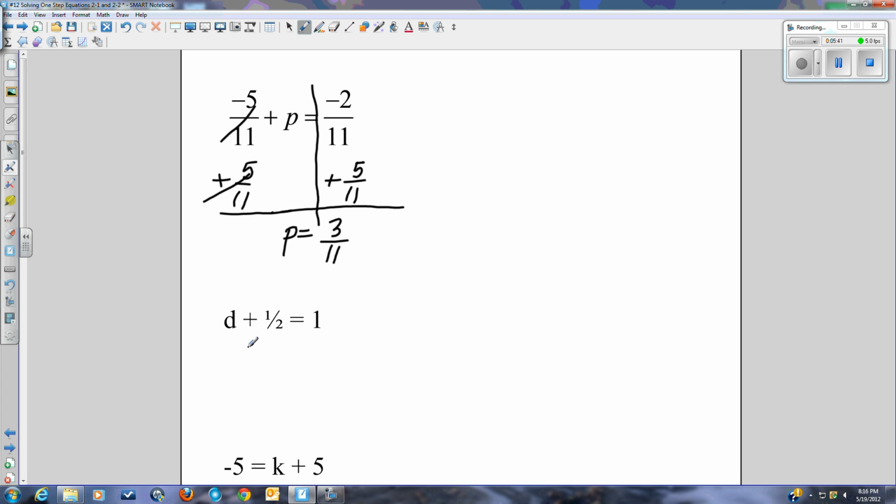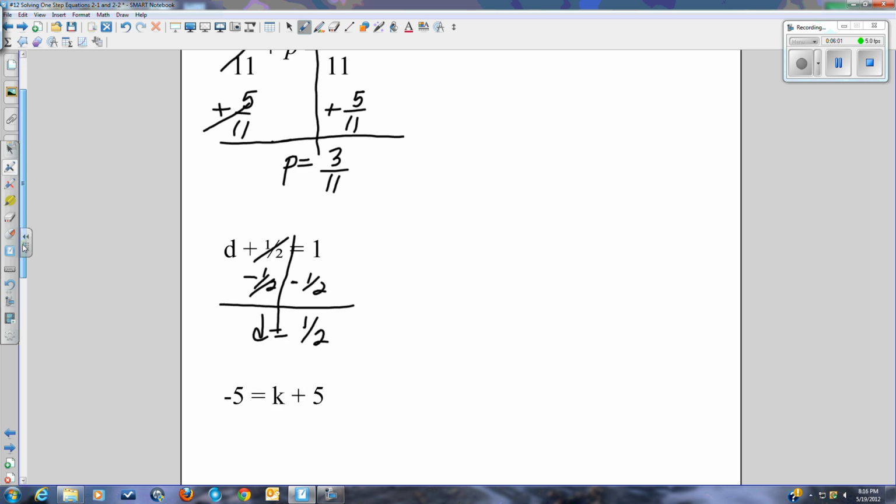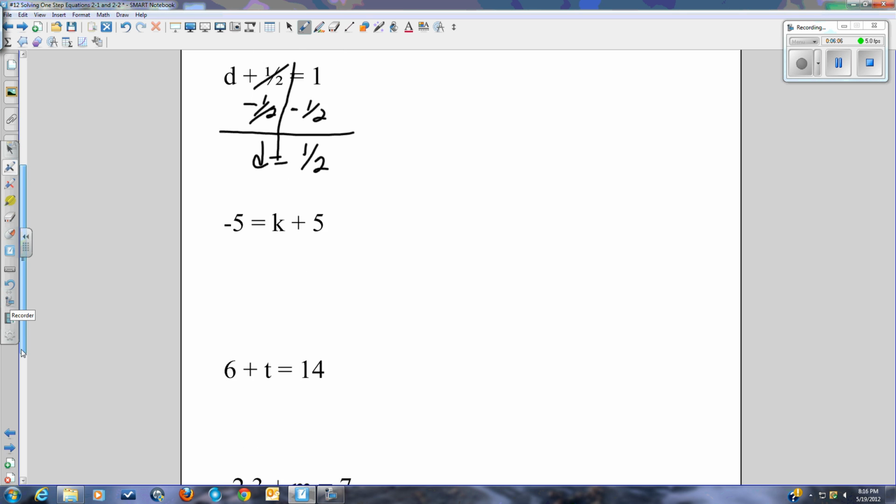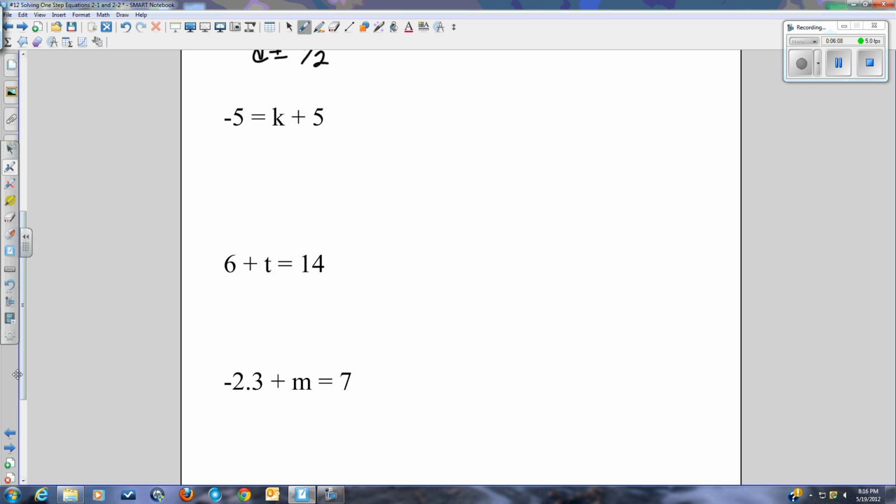Next one, we'd like to get d alone. 1/2 is being added to d, so let's do the opposite of adding 1/2, which is subtracting 1/2. The 1/2s cancel, so we have d is equal to, we're subtracting, 1 minus 1/2 is just 1/2. I'd like you to continue to work on the next two problems on your own.